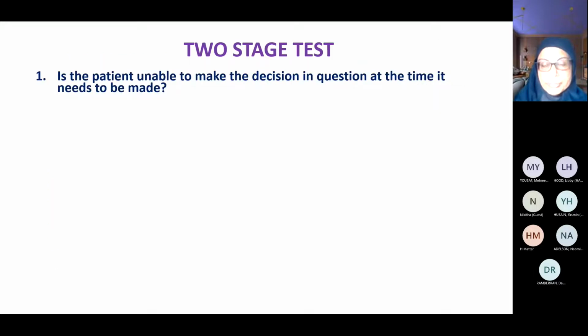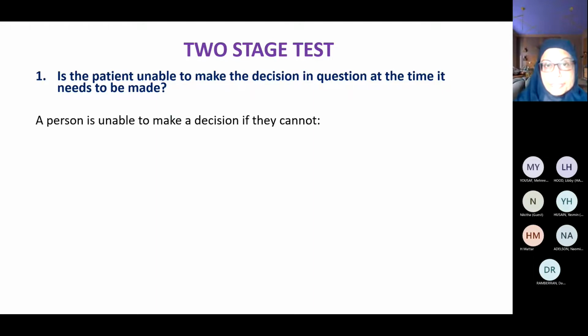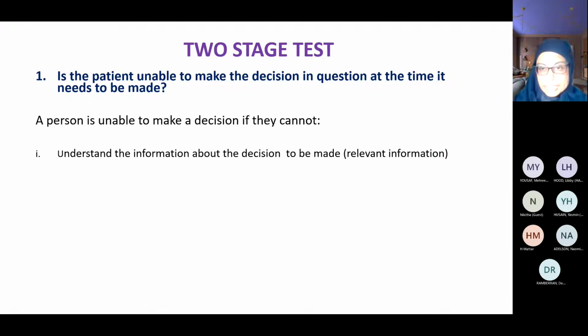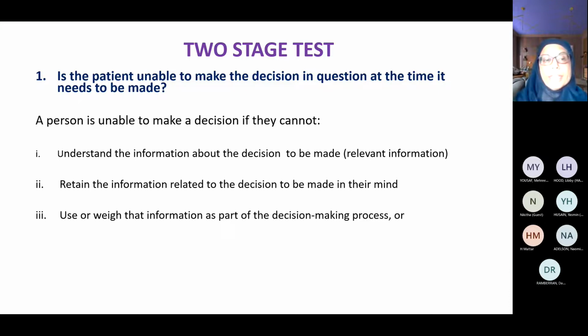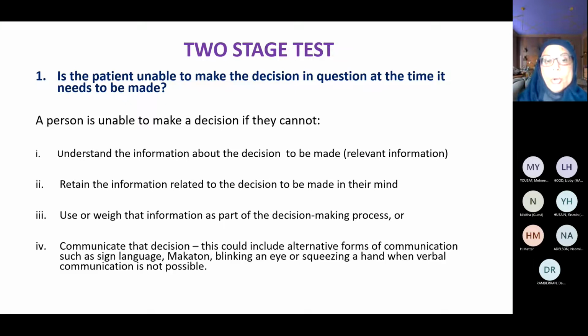So the actual assessment of mental capacity is a 2-stage test. Number 1 is, the first question we ask: is the patient unable to make the decision in question at the time it needs to be made? And a person is unable to make a decision if they can't understand the information about the decision, if they can't retain the information in their minds to make the decision, if they cannot use or weigh that information as part of the decision-making process, or if they can't communicate that decision.